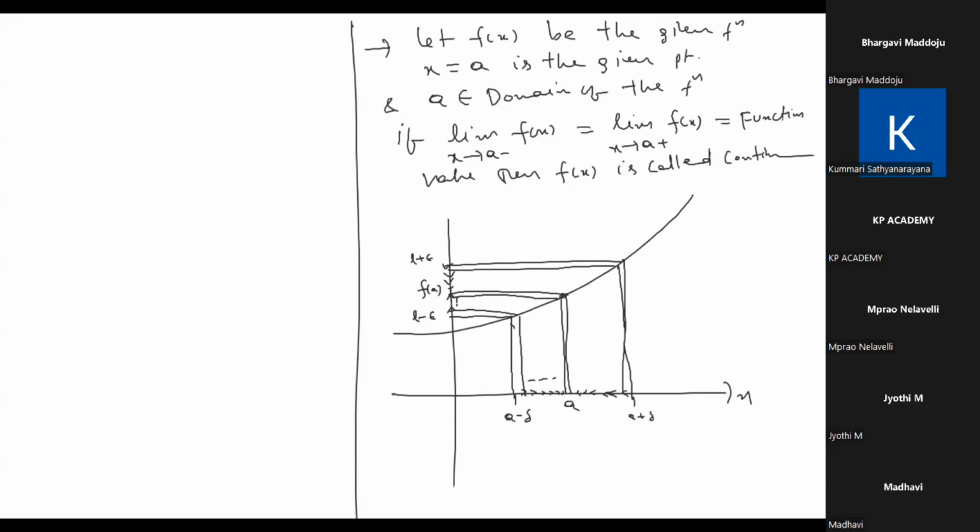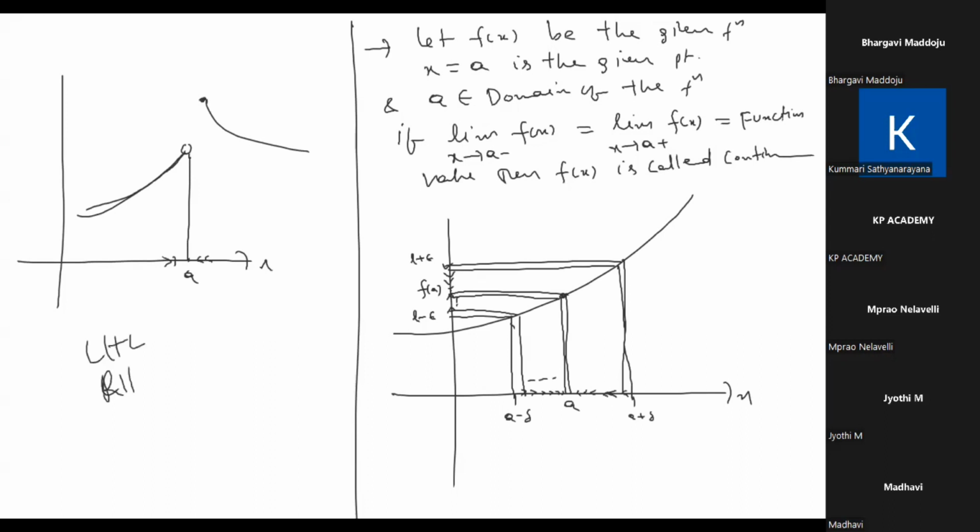Suppose the curve is like this, here is a, then something like this. So this is a. So it is discontinuous. Why? Because left approaching is different, right approaching is different. So left limit, right limit not same. And the function is also defined. So if LHL and RHL exist, and function value also exists, and all these three are equal, then we say that the function is continuous. Otherwise, the function is discontinuous.